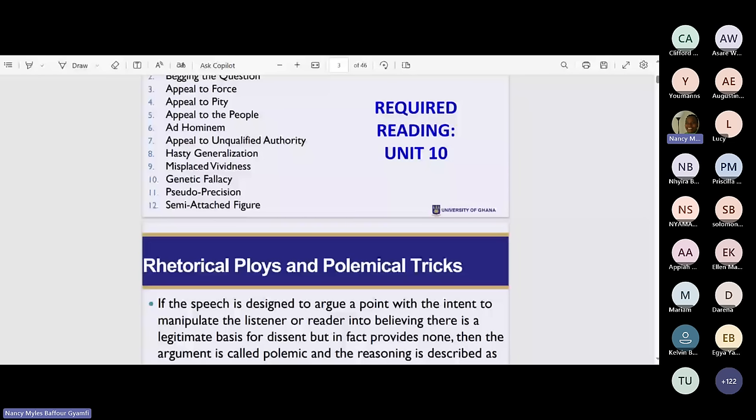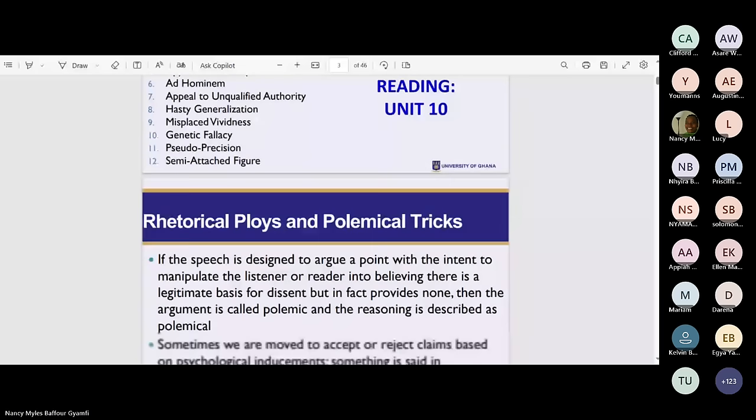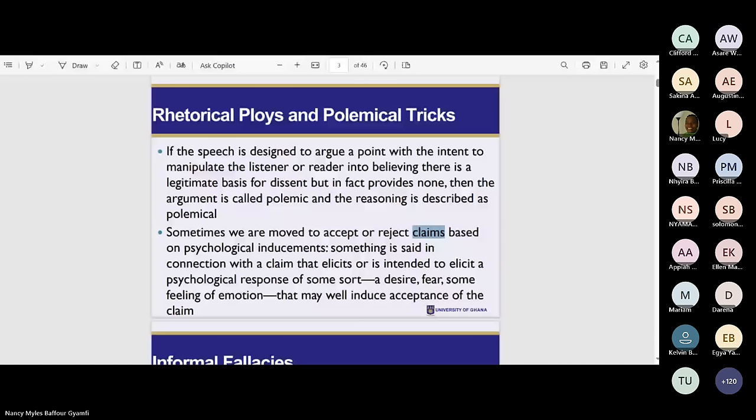I want to go straight to rhetorical ploys. Rhetorical ploys and polemical tricks. Jaya, please read for us.